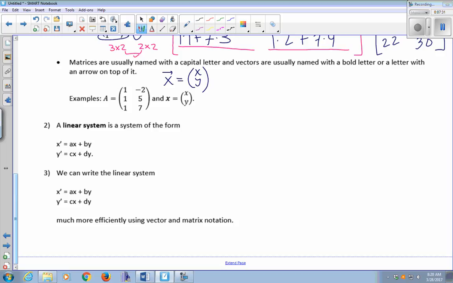All right, so a linear system is a system of the form x prime is ax plus by, y prime is cx plus dy. So it's called linear because your x and your y all just have first power exponents. So you can write a linear system much more efficiently if you use vector and matrix notation.